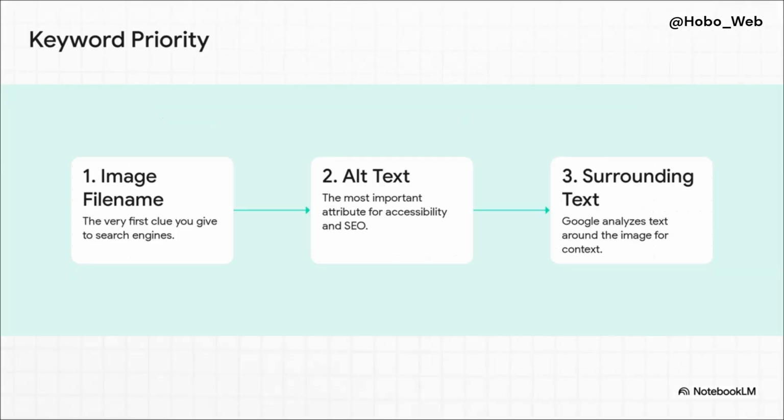So where do you put these keywords to get the most bang for your buck? Here's the order of importance. It actually starts before you even upload the image, with a descriptive file name using hyphens. That's your very first clue to Google. Then, of course, comes the alt text. That's the most important one. And finally, don't forget that Google also analyzes the text around the image to really understand what it's all about.